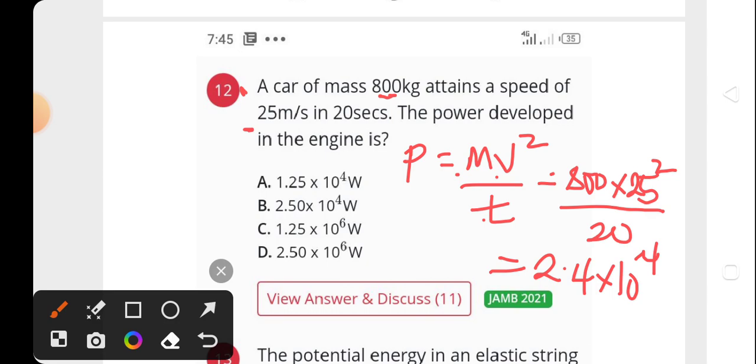So in ka duba za ka ga wanda yayi kusa da wannan shine wannan, ni ban yi approximation ba, so su sun yi approximation. Option B shine answer mai 2.5 times 10 to the power of 4 ɗin nan shine answer. So that's it.